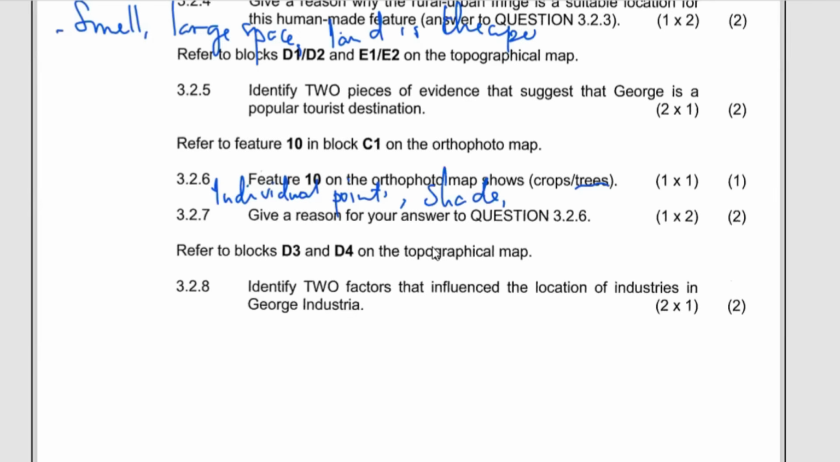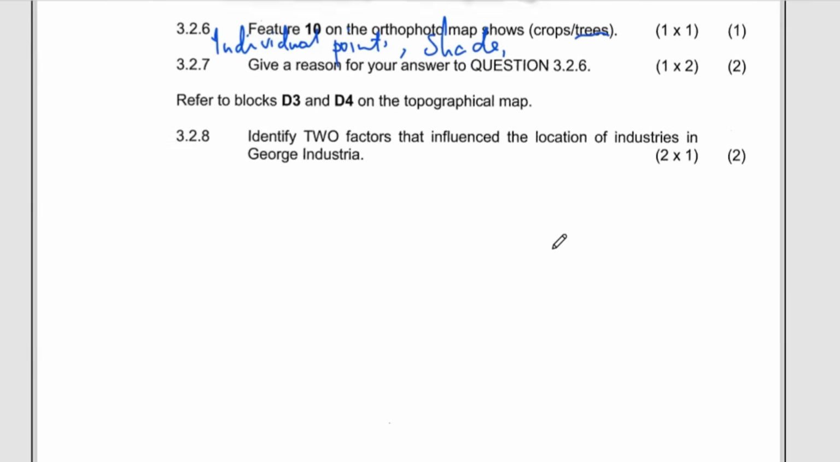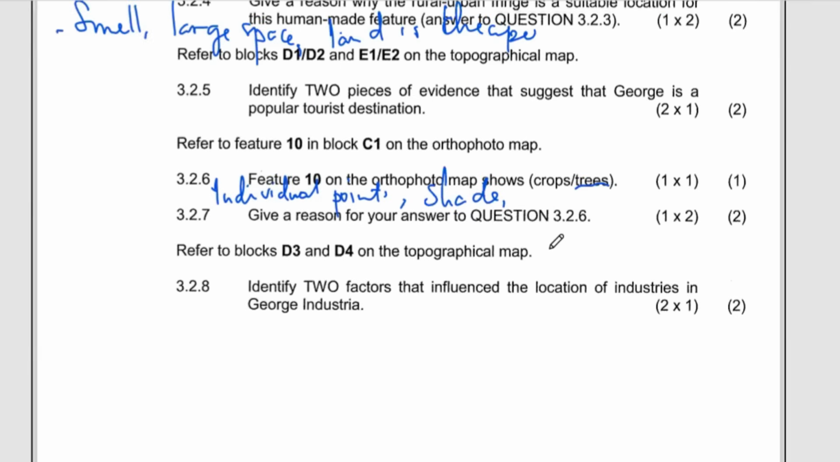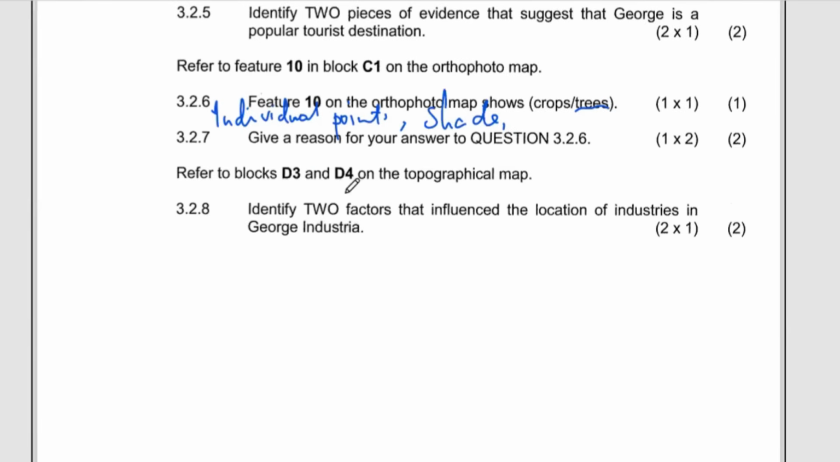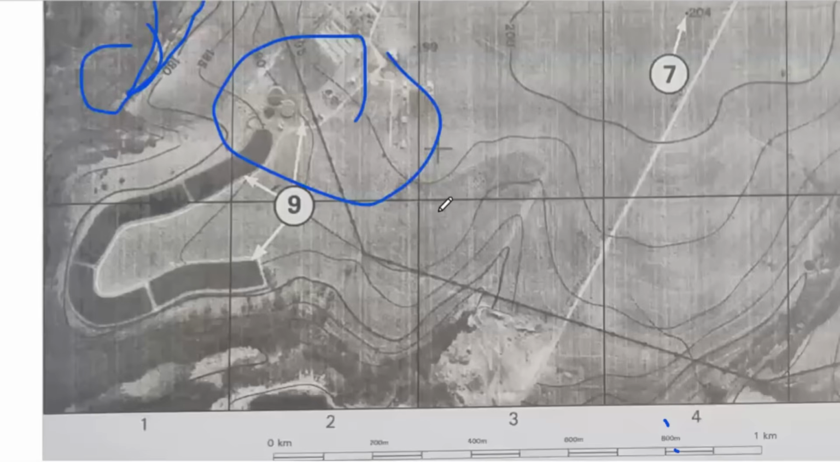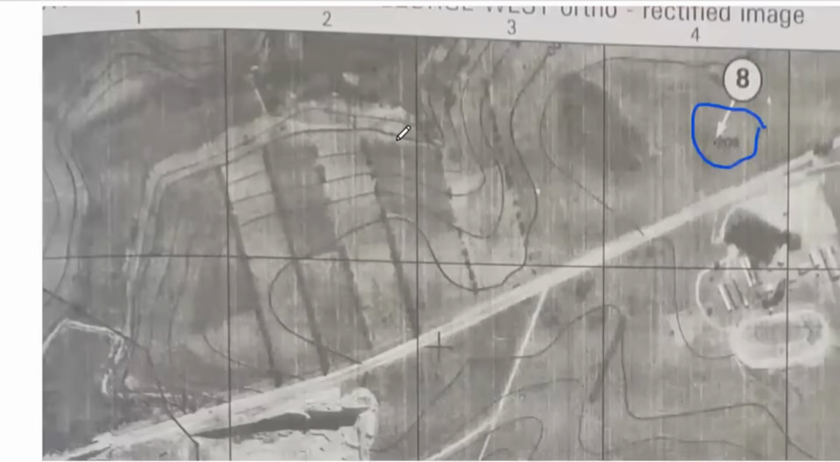Right, then we can also move to the next question. Refer to block D3 and D4 on the topographical map. Identify two factors that influence the location of industries in George Industria. We are referring to the topographic map. We want to check on factors promoting industrial development.